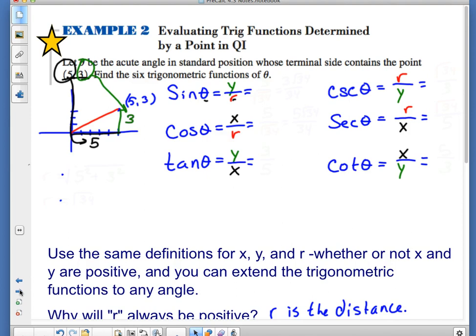All right, so are we okay with the things I've done so far? Yes or no? Does it make sense why I chose it to be in the first quadrant? Does it make sense where 5 and 3 came from? Does it further make sense why I'm finding the hypotenuse? 5 squared, 3 squared. I'm going to use the Pythagorean theorem to find my r. My r is equal to the square root of 5 squared plus 3 squared.